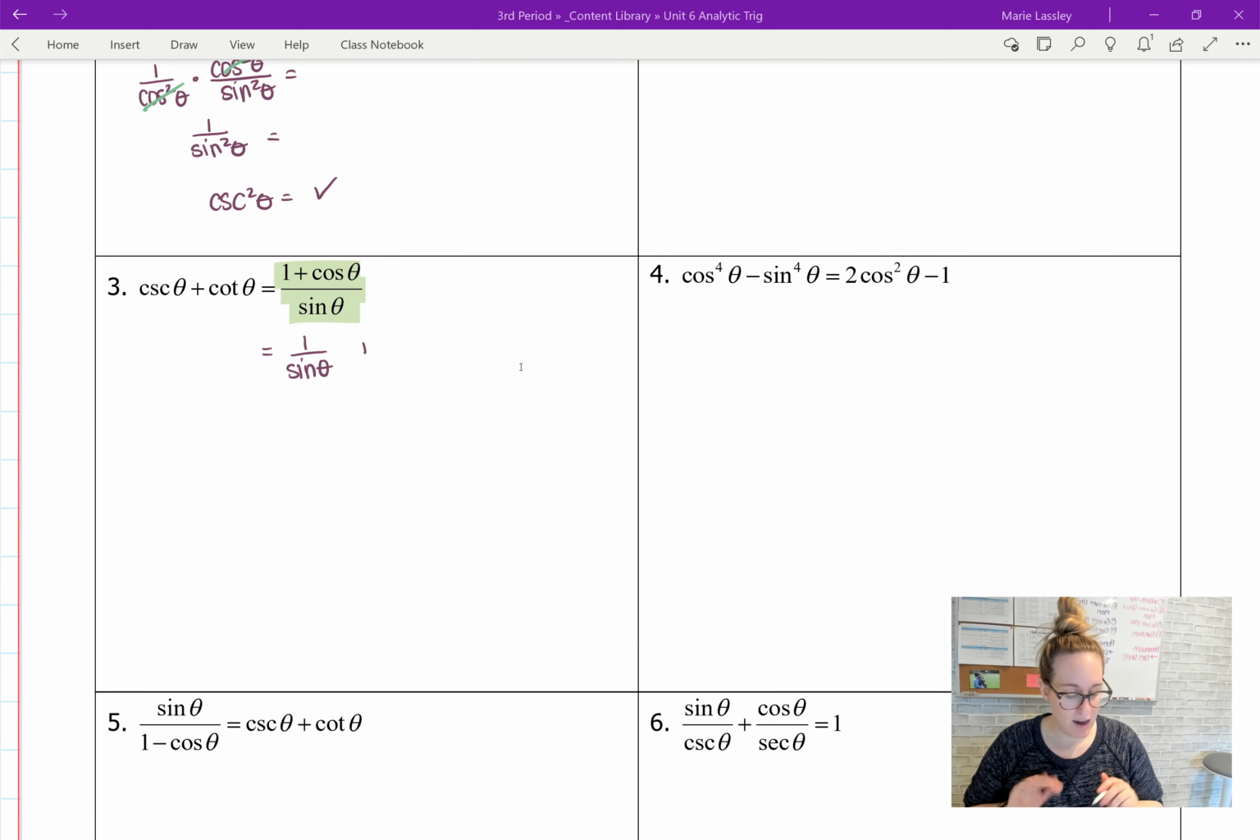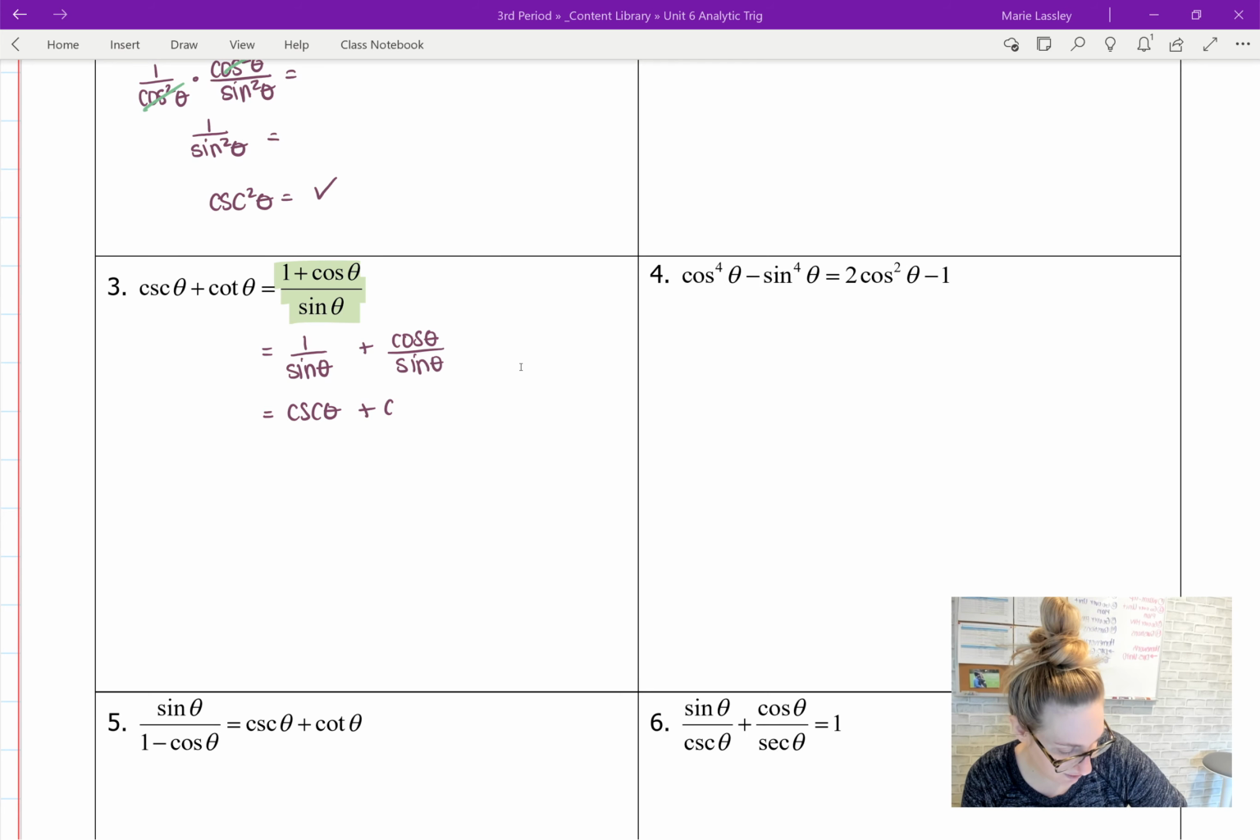All right, now I'm going to use my reciprocal identity to change 1 over sine to cosecant. And then I'm going to use the ratio identity, sorry, I couldn't think of that word, to change cosine over sine to cotangent, because cosine over sine is cotangent. And guess what? That's all I had to do. So that is number 3, and I'm done. All right, moving over to number 4.